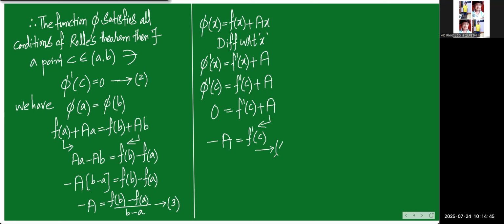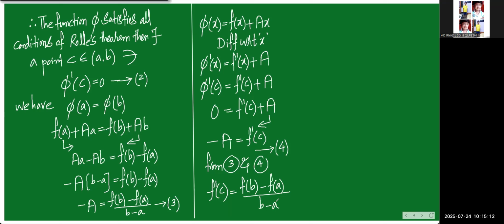3 और 4 को देखो, दोनों माइनस ए के वैल्यूज है ना, है या नहीं है? From 3 and 4, if you merge these two conditions, we have proved that f dash of c is equal to f of b minus f of a by b minus a, which is the proof of this Lagrange's mean value theorem. Lagrange's mean value theorem का proof complete हो गया.